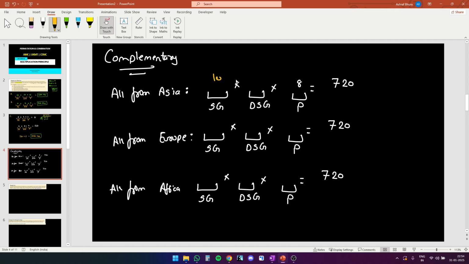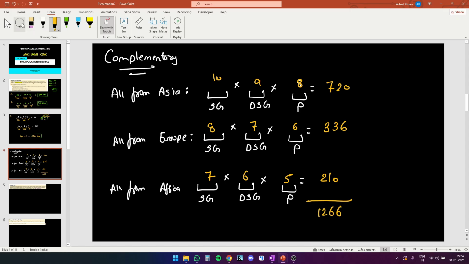Okay, so here we had 10 times 9 times 8. So here in Europe, how many people are there? In Europe there are 8 people. So 8 for the Secretary General, 7 for the DSG and 6 for the President. And here we will have 7 for Secretary, 6 for DSG and 5 for President. So now the multiplication is 720. This will become 336 and this will become 210. So in total what we have is 1266.